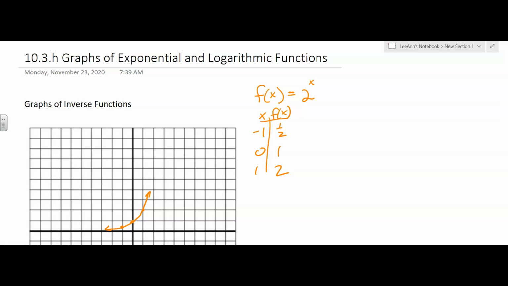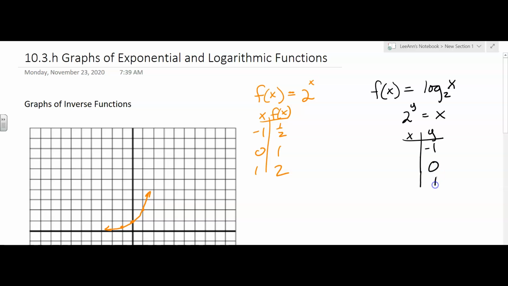Okay, now we're going to switch and do the function f of x equals log base 2 of x. Now we're going to convert that to 2 to the y equals x. And we're going to make a little table of values, x and y. We're going to pick -1, 0, and 1. See, what's happening is the x's and y's are switching places because it's the inverse function. So then the 1/2, the 1, and the 2 are going to be over here. Now when we graph that, we get 1/2, -1; 1, 0; and 2, 1.